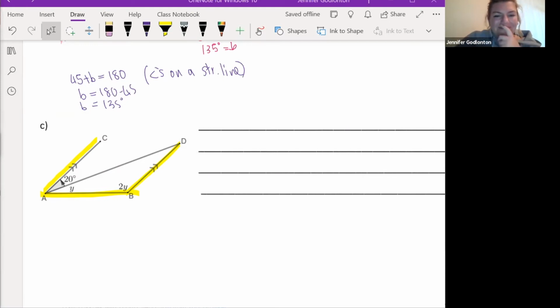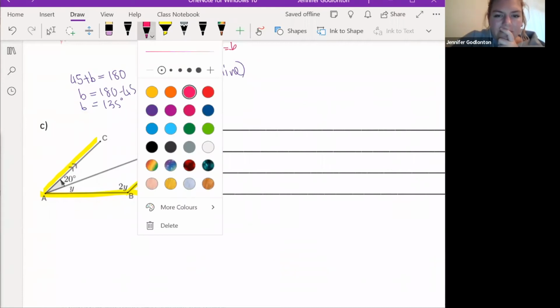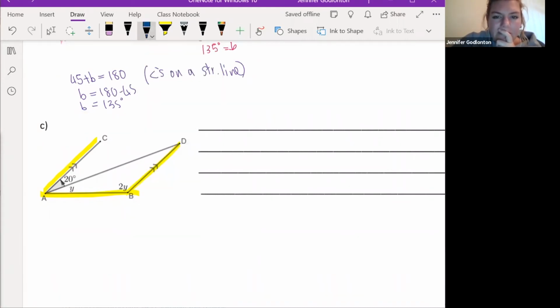Ma'am, I don't know if I was right, but I said 2y plus y equals 180. Careful. So 2y plus y, what else do I have to add? Oh, the 20. Yeah, I have to add that 20 because it's everything that's inside those parallel lines. So that's going to equal 180.